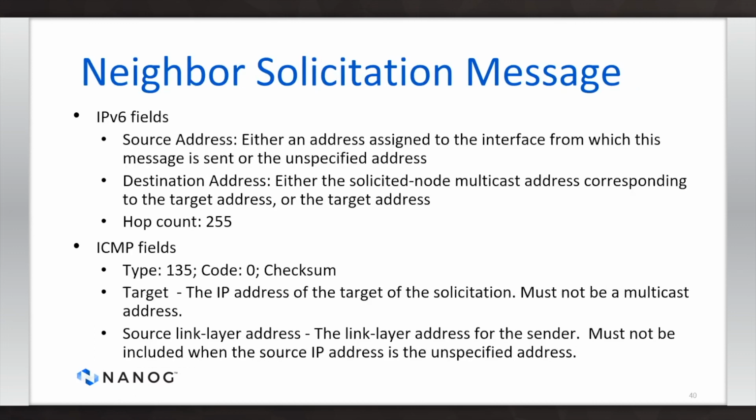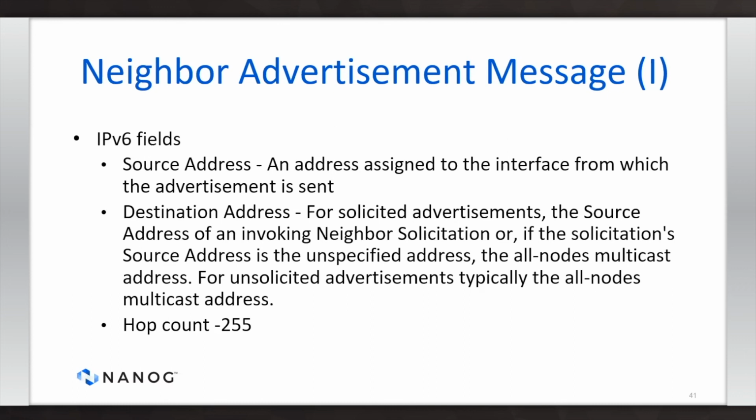There are neighbor solicitation messages, and here I won't read the slide to you, but you'll see that there's a parallel between neighbor solicitation and router solicitation, and neighbor advertisement message. And here the IPv6 fields are actually important. The source address is the address of the interface from which the advertisement is sent. That's a link local address. The destination address for solicited advertisements is either the invoking neighbor's address, the one that he sent in the neighbor solicitation, or the all nodes multicast address.